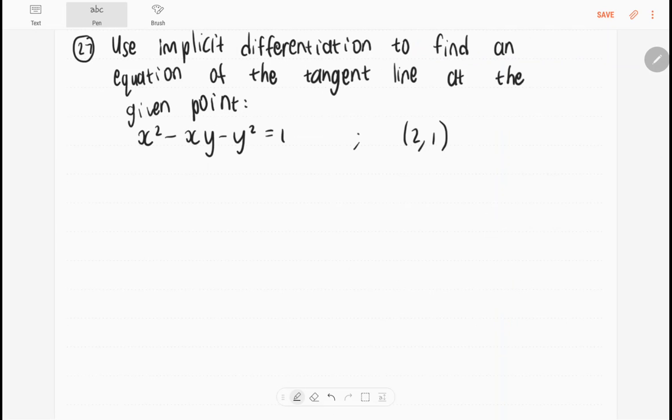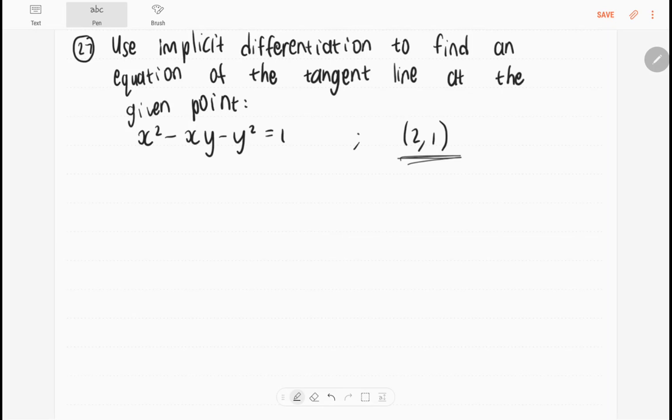The next one we're looking at is number 27, and it says use implicit differentiation to find an equation of the tangent line at the given point. Okay, so what we want to do here is we want to find firstly the gradient of the tangent line at that point, and then we want to substitute the gradient of that line and also a point into an equation for a straight line so that we can find the equation for the tangent line at that point.